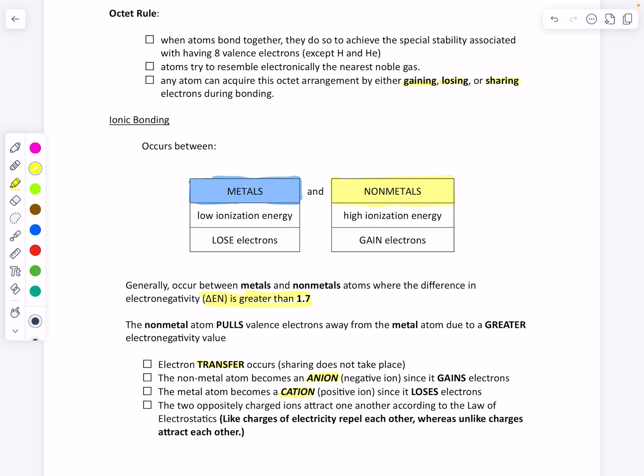Since we end up with an anion and a cation, the two oppositely charged ions attract one another according to the law of electrostatics, which tells us that like charges of electricity repel each other, whereas unlike charges attract each other.